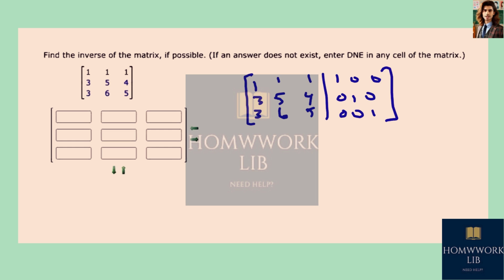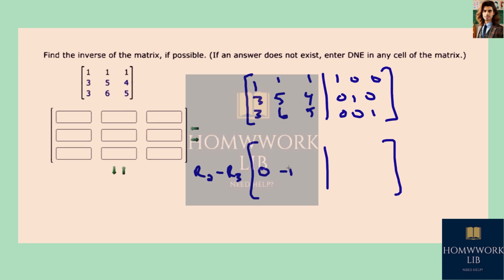So for example, we can get a new row 2 by subtracting row 3, well, we'll say row 2 minus row 3. Then we'll get 3 minus 3, 5 minus 6, 4 minus 5, 0 minus 0, 1 minus 0, 0 minus 1.